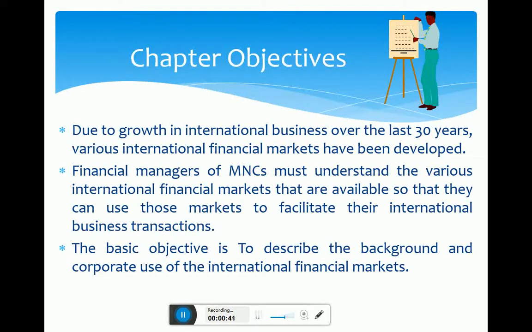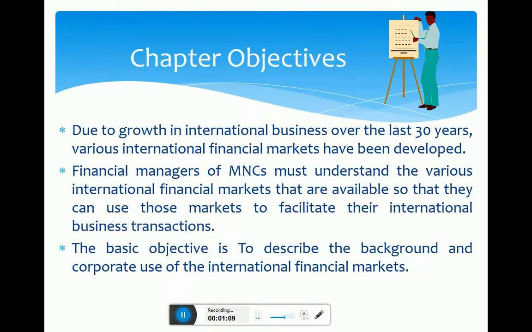Due to growth in international business over the last 30 years, various international financial markets have been developed. Financial managers of multinational corporations must understand the various international financial markets that are available so that they can use those markets to facilitate their international business transactions. The basic objective of this is to describe the background in corporate use of international financial markets.